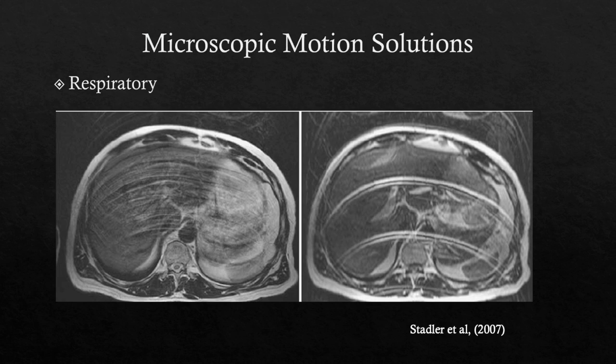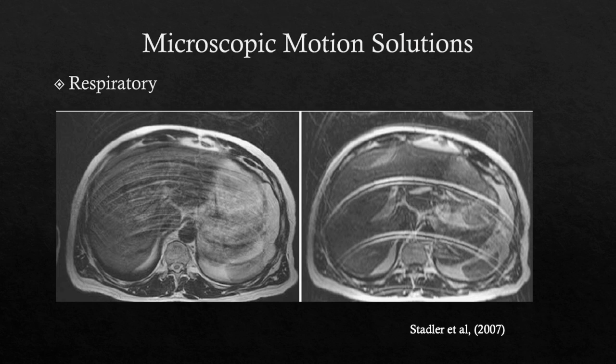Moving on now, we're going to talk about some microscopic motion solutions. So here we have two abdominal images, and what you can see here is that ghosting artifact. So we have some respiratory motion. The images are acquired in the A to P phase encoding view, and you can tell that by the direction of the ghosting artifact. It will always appear in the phase encoding direction you have set up.